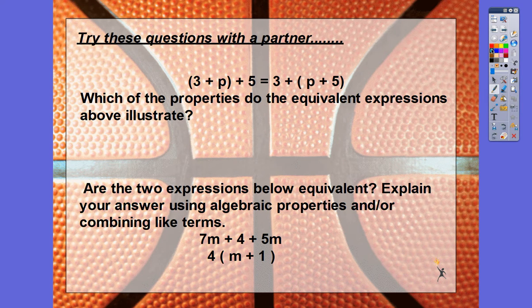I always tell my kids, you're going to have to put on your detective hat and figure out what is different from one side to the other. And they're usually pretty quick with the associative and the commutative. All right, the one on the bottom.